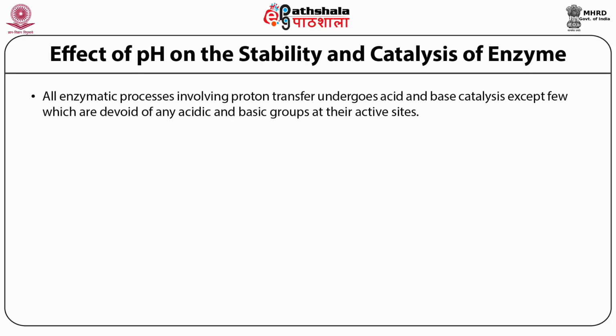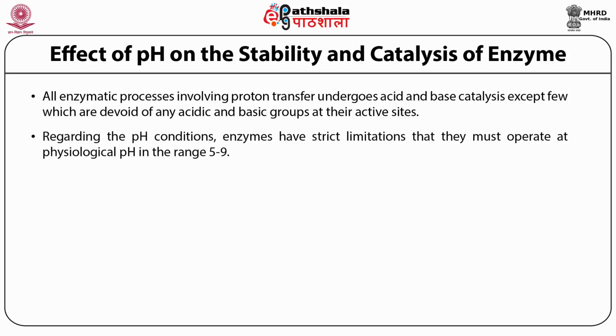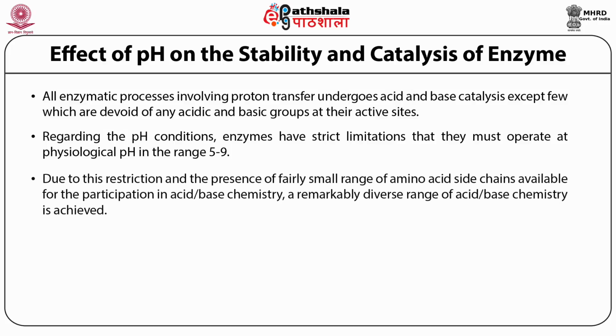All enzymatic processes involving proton transfer undergo acid-base catalysis, except a few which lack any acidic or basic group in the active site. Regarding the pH condition, enzymes have a strict limitation that they must operate at a physiological pH of 5 to 9. Due to this restriction and the presence of a small range of amino acid side chains available to participate in acid-base chemistry, a diverse range of acid-base chemistry is achieved.